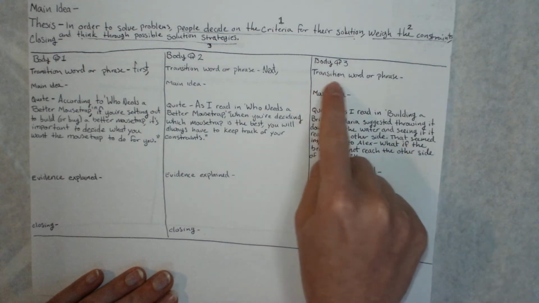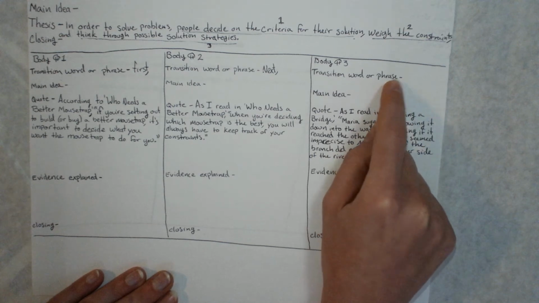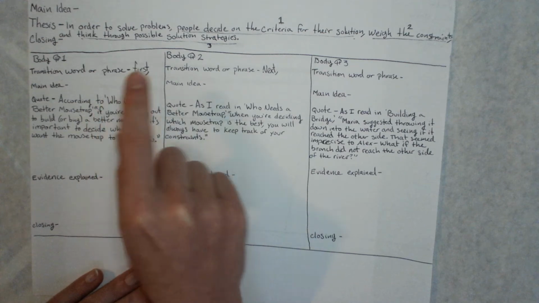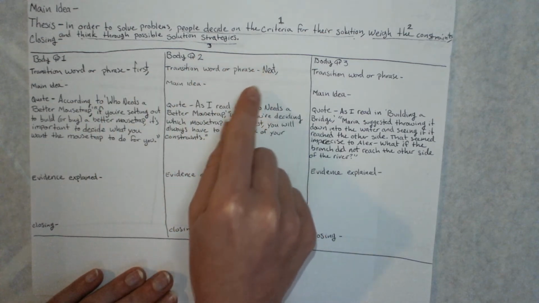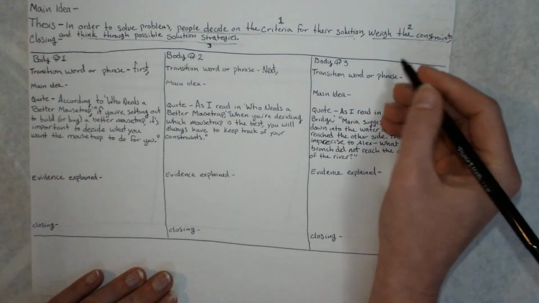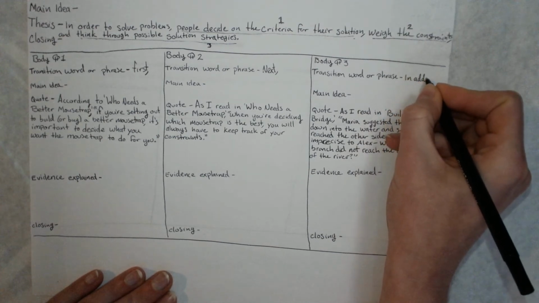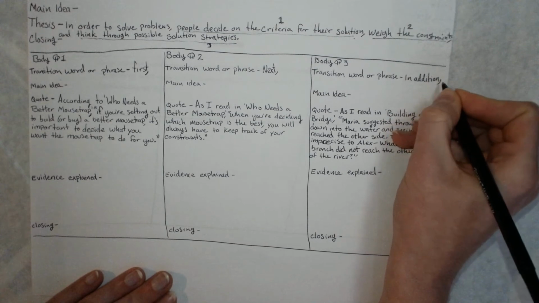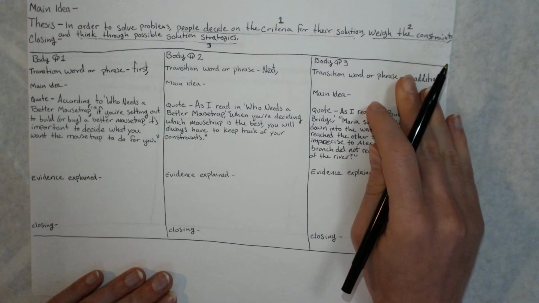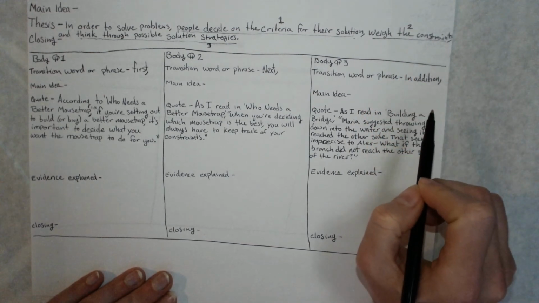So, the first thing we're going to need to do is have our transition word or phrase. In our first body paragraph, we said first, comma, and then we had our main idea. In our second body paragraph, we said next, comma, and had our main idea. For this one, I'm going to use the phrase in addition. In addition, comma, you could say something like also, you could say furthermore. There are a lot of great transition words or phrases you could use, and I'll let you use your creativity for which one you would like.